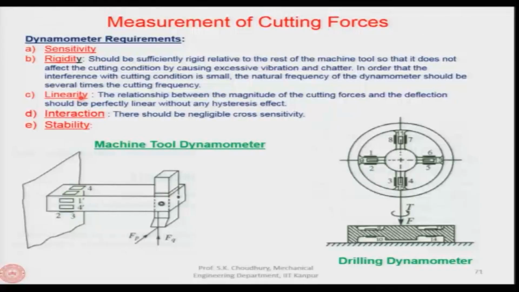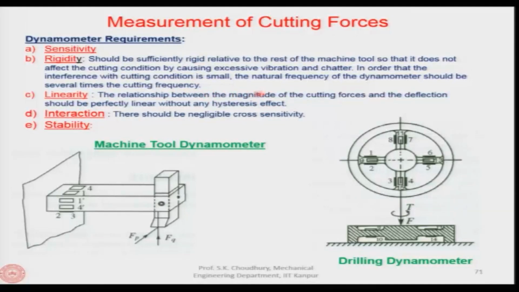Third requirement is the linearity. The relationship between the magnitude of the cutting forces and the deflection should be perfectly linear without any hysteresis effect. You understand that as it goes up, it will come back along the same line. So, there is no hysteresis there.